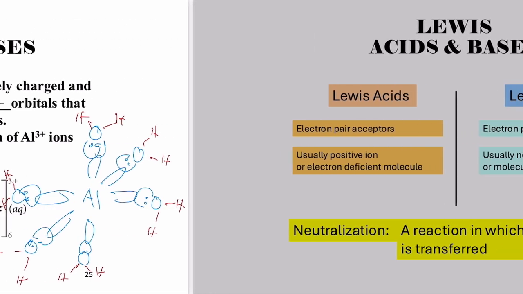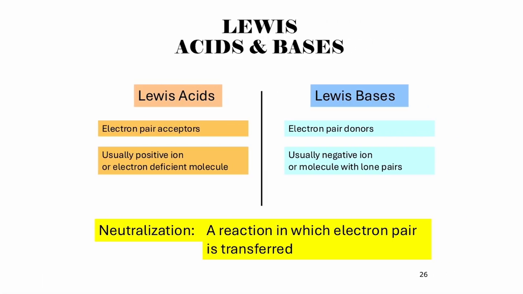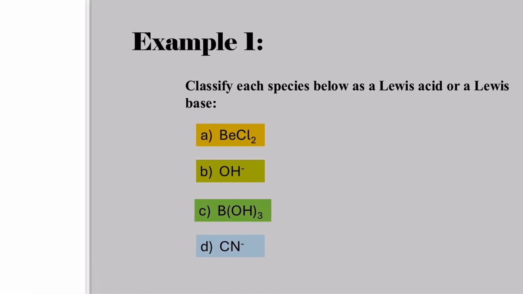All right, and so Lewis acids can be expanded to now think of positively charged cations as acids and bases. All right, so just to summarize, Lewis acids are electron pair acceptors, Lewis bases, electron pair donors. And those are Lewis acids, you can be positive ions or electron deficient molecules, Lewis bases, negative or lone pair carrying molecules. And now we can think of neutralization as not just a proton being donated to create water, but we can also think of neutralization as a reaction where an electron pair is transferred from one molecule to another, or the electron density is shared with another molecule, right? So we can think of neutralization in a different way as well.